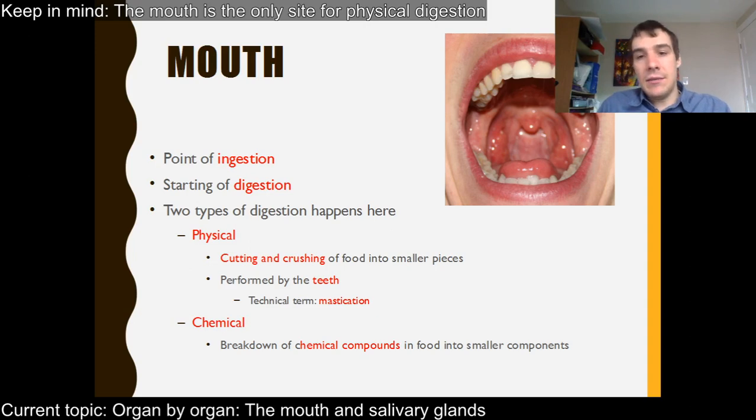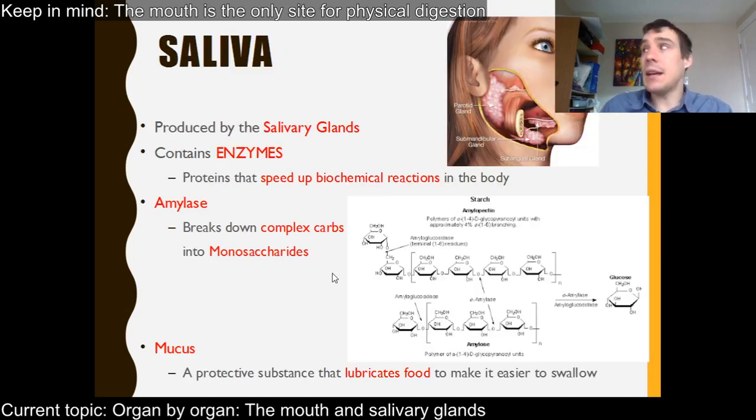The teeth do a lot of the work. The tongue moves stuff around. Chewing, if you want to be really fancy, you can call it mastication, which is the act of ripping up food by using the teeth and the tongue, aka chewing. But there is some chemical breakdown that happens here too. In particular, the biggest, most important chemical breakdown happens using the saliva.